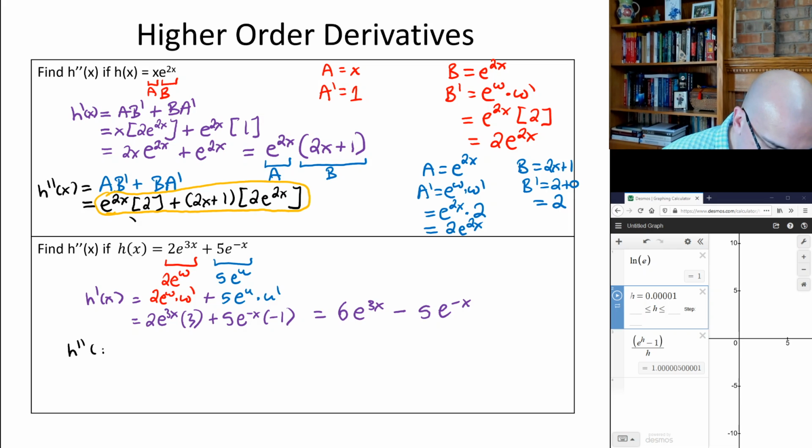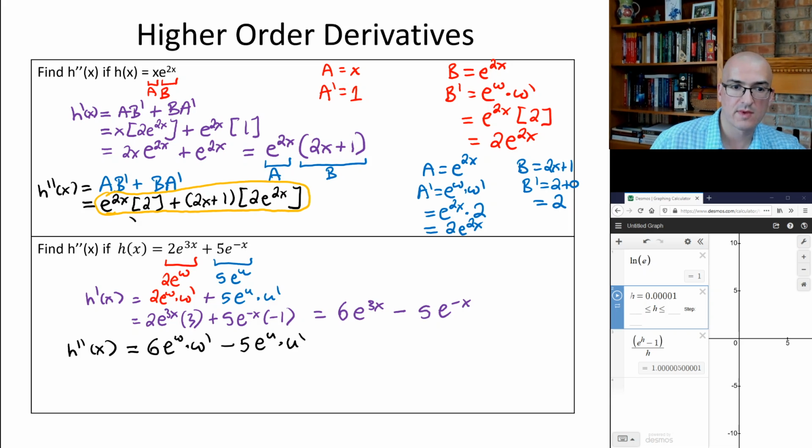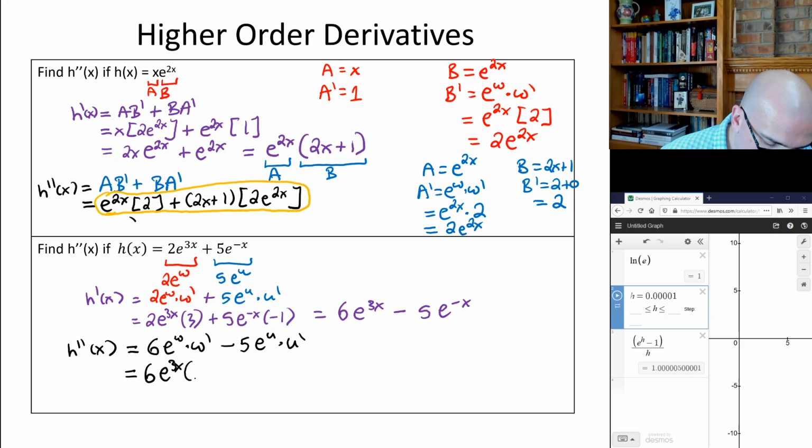So h double prime of x will have 6e to the w times w prime minus 5e to the u times u prime. Now we'll plug in those pieces. 6e to the 3x times 3 minus 5e to the negative x times negative 1, which simplifies into 18e to the 3x plus 5e to the negative x. So that would be our good final answer.